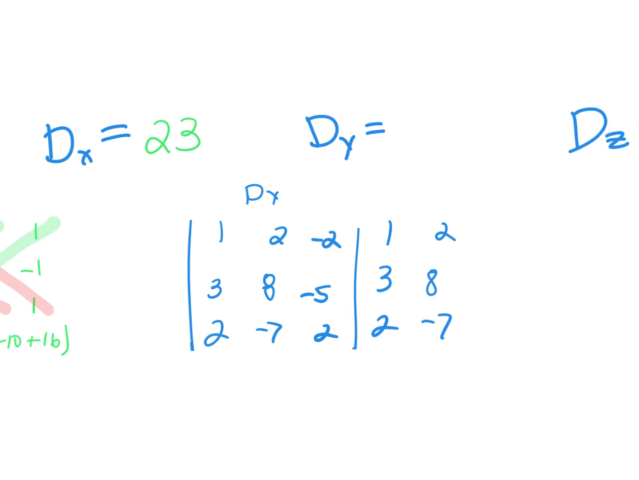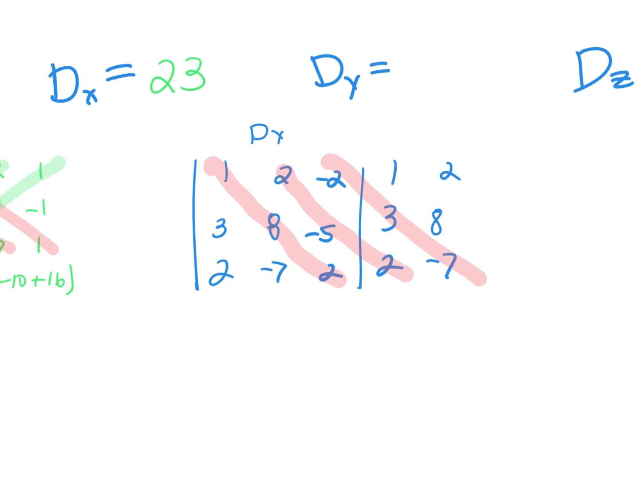And then we do the same thing again. Top left to bottom right. There, there, there. That's my majors. So I have 1 times 8 times 2 is 16. 2 times 2 is 4 times negative 5 is negative 20. And then negative 2 times 3 times negative 7 is going to give me what, 42?